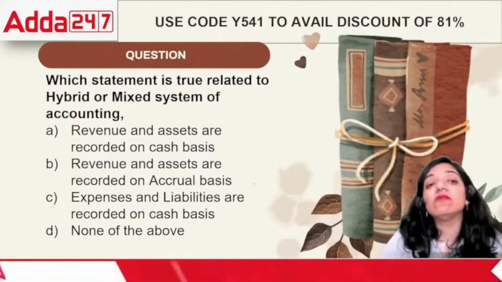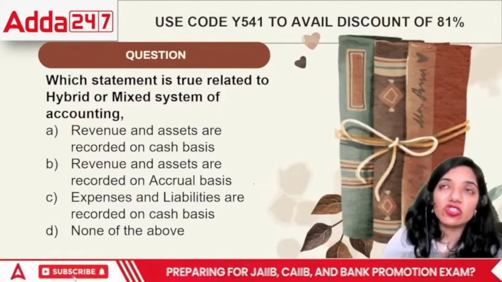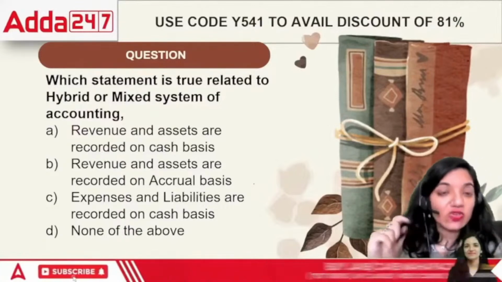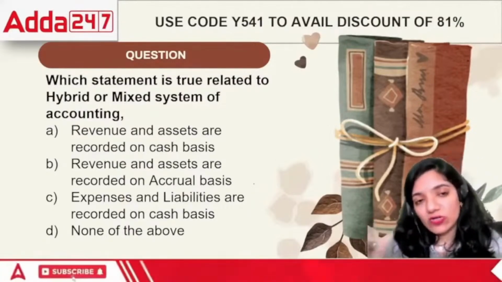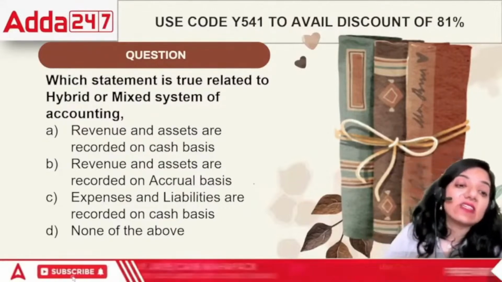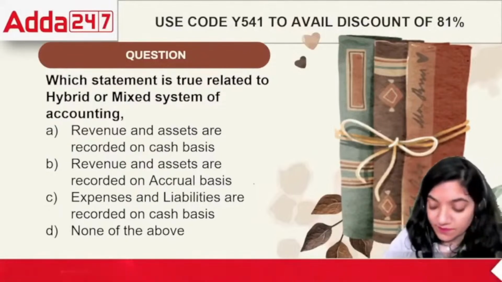Okay, in terms of which statement is true related to hybrid or mix, it is basically the method which is used in terms of both accrual as well as the cash basis. So, revenue and assets are recorded on cash basis, revenue and assets are recorded on accrual basis, and expenses and liabilities are recorded on the cash basis, or none of the above.